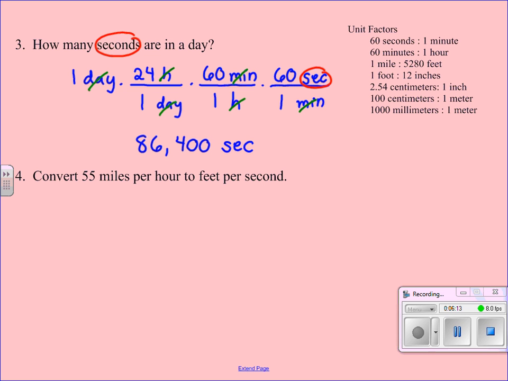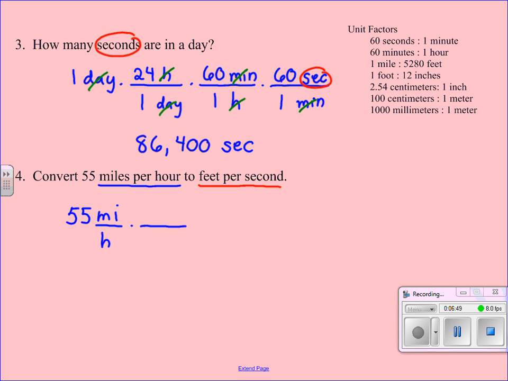All right, our last example is the most difficult. We are converting 55 miles per hour, and we want to change that into feet per second. So we actually have two units that we're dealing with here. We're going from miles to feet, and then we're also going to go from hours to seconds. So just start out by writing what you know. We know that we have 55 miles per hour. That "per" indicates that we're dividing. So let's first get rid of the hours, and let's get it into seconds right away.